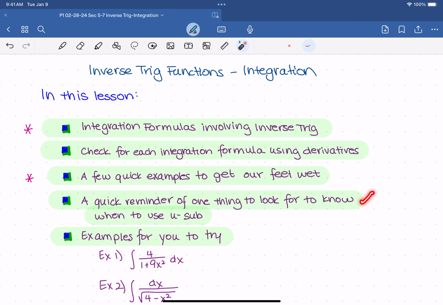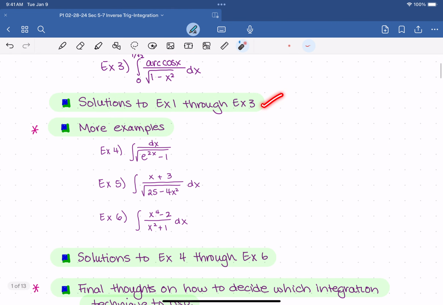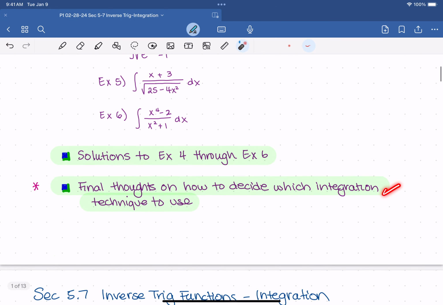And a little reminder about how you know when U sub can be used, because like I was talking in class, one of the hard parts about this is going to be knowing when to use different techniques, because problems can look similar but not be inverse trig functions. Then I'll give you a few problems to try. We'll go over the solutions to them. There's going to be some more problems to try. These are going to be more complicated, and we'll go through those solutions and then just some final thoughts.